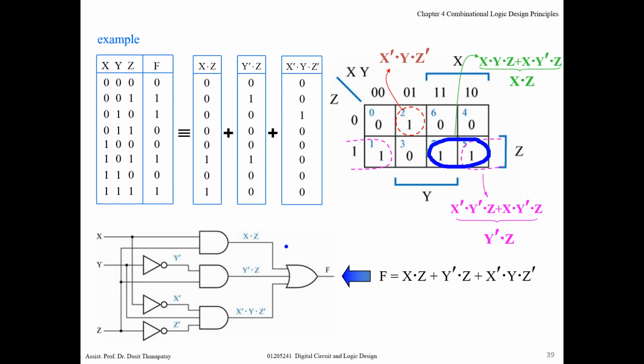This is the concept. And don't forget that you must select all cells that obtain logic 1 output. You must select all, and you must not select logic 0 output, because each product term will give logic 1 output, right? For the corresponding input that makes this term 1.